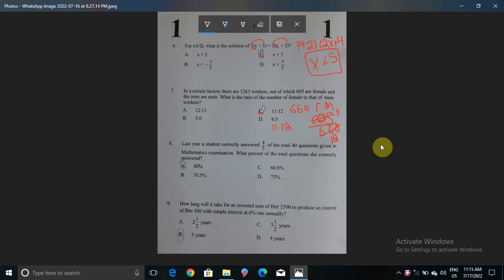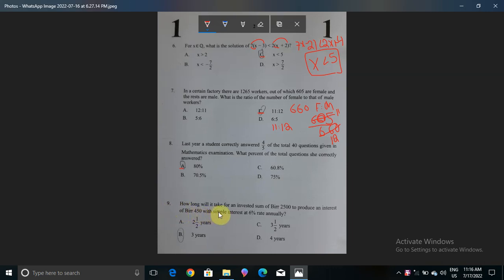Now question number 8. Last year a student correctly answered 4 over 5 of the total 40 questions given in a mathematics examination. What percent of the total questions did she correctly answer? The correct answer will be 80% that she answered correctly. Okay, now question number 9.